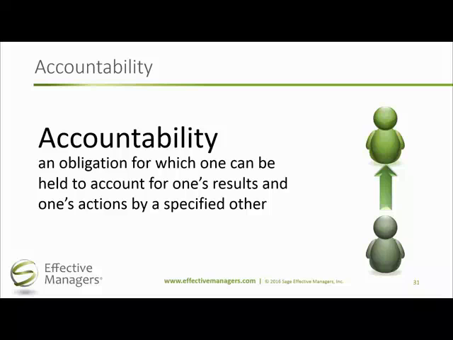When I was setting up Effective Managers as a company, I did reading and research for almost a whole year before we even started the research project, trying to understand accountability in organizations, and there is not a common definition for accountability in organizations. Just imagine that.